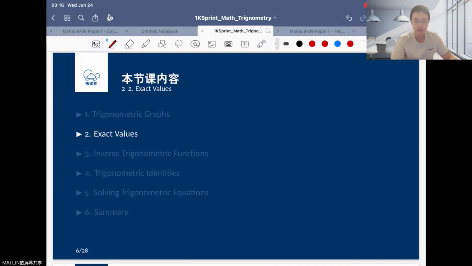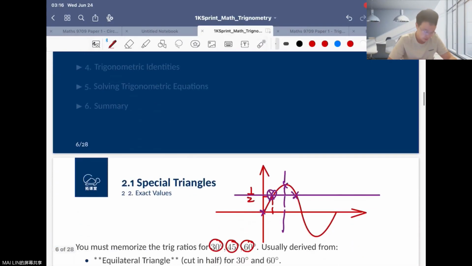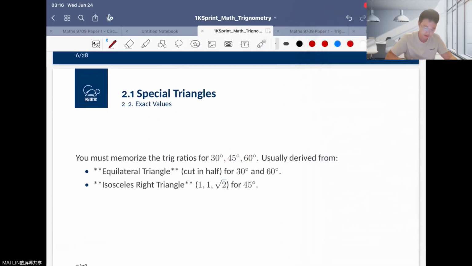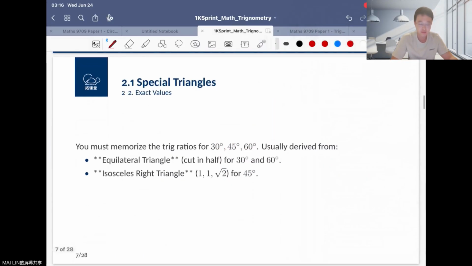Okay, hello guys. Today we are talking about the exact values in trigonometry. That's going to be the first part of it. So here is about the special triangles. You can find here, we can just calculate the values of 30 degrees, 45 degrees, and 60 degrees. We can try to use them in the triangles. Like here, this is a right angle triangle, and here is for 30 degrees.